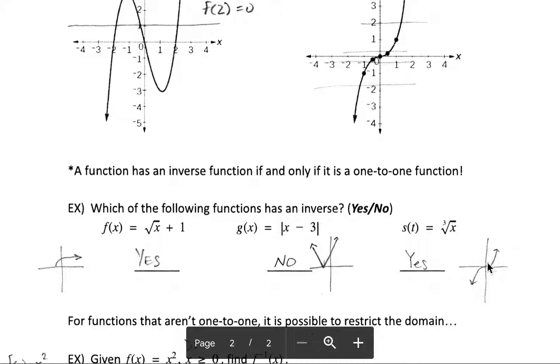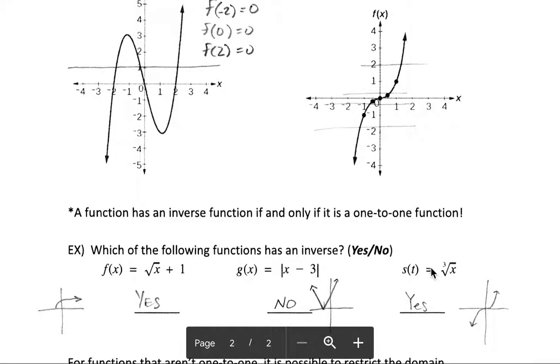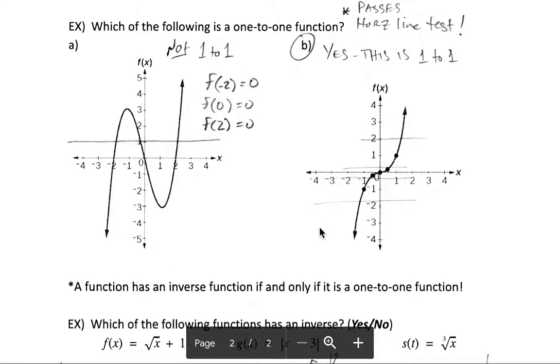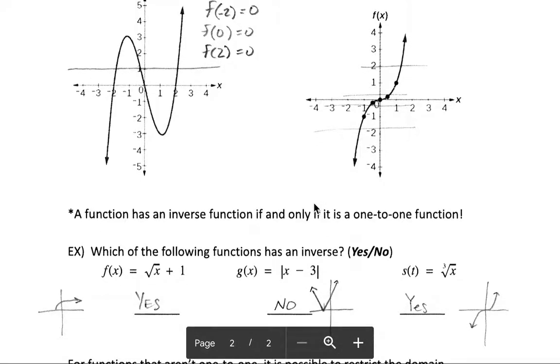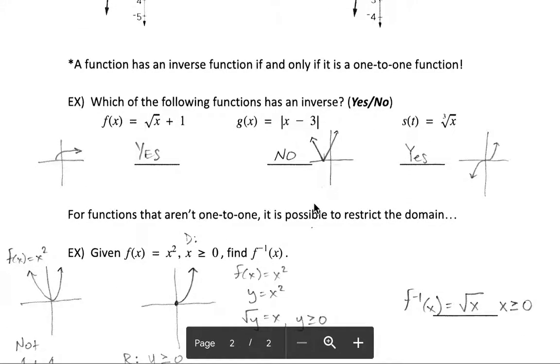I think it does. So again, if you just know that parent function form and you know things about transformations, then sometimes you don't necessarily have to graph it. But if you don't remember those, then it's probably a good idea to look at the graph on a graphing calculator if you need to and visualize that horizontal line test.